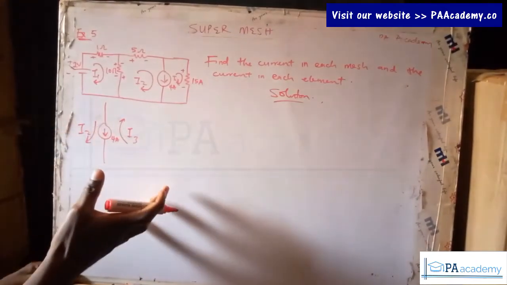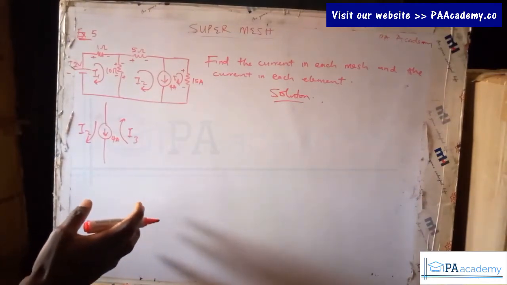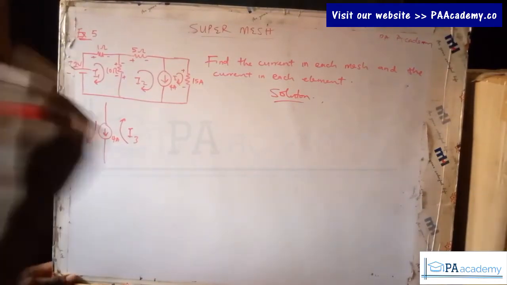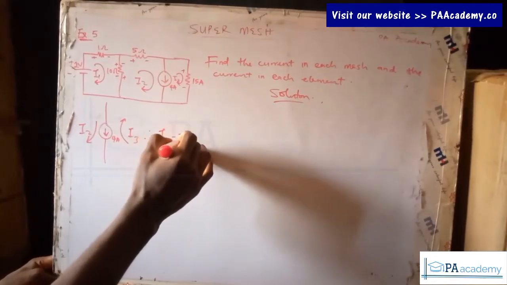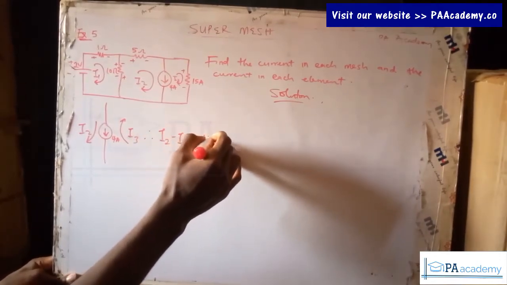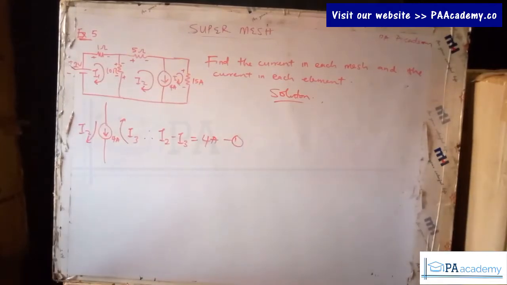With this, we can already get the equation of our current source, which will be what? If you have been following, what would that be? I2 minus I3 equals 4 amperes, and this is our equation 1. So we've gotten our first equation.